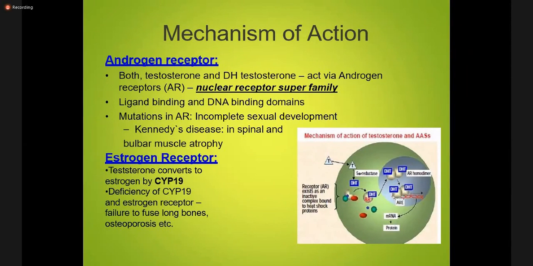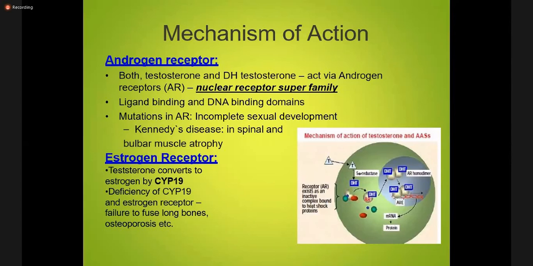Mutation in this androgen receptor can lead to incomplete sexual development or a disease known as Kennedy's disease, which is a spinal and bulbar muscular atrophy. So the androgen receptors are of the nuclear receptor family, slow in action but prolonged in action.